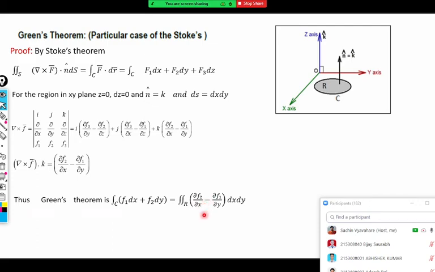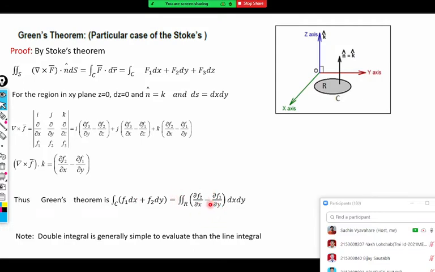Why is this double integral easier to evaluate than the line integral? Because the boundary is not made up of a single curve. Suppose the boundary of the region is a circle, then the line integral is also easy to evaluate because you have to do only one integration. But suppose the boundary is a square or a triangle, then you have to evaluate the line integral on each boundary separately, like C1 plus C2 plus C3, and that becomes lengthy. Because of that, in Green's theorem, we use the double integral, since there is a single double integration to evaluate. Any doubt?